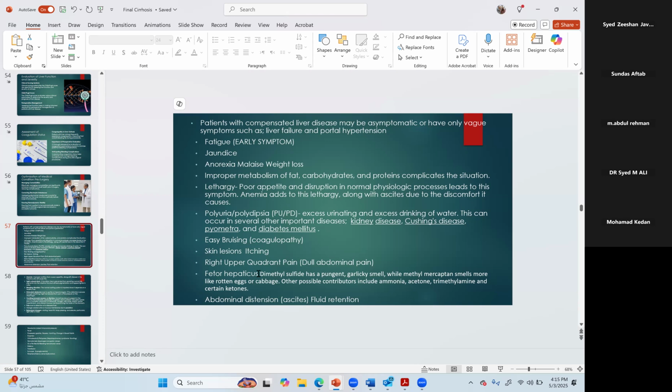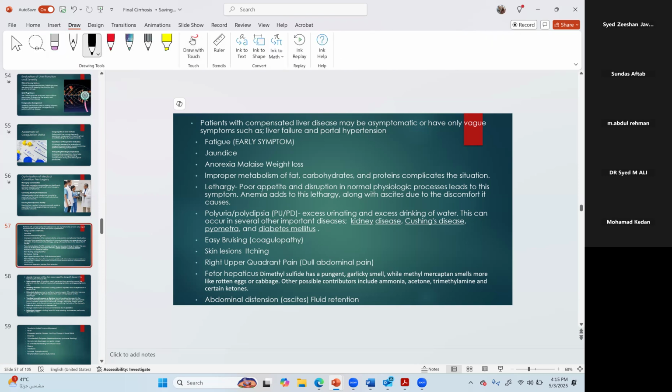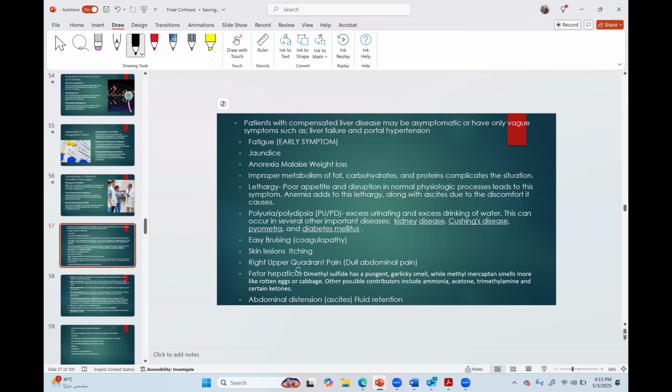Because the metabolites which are usually cleared by the liver will not be cleared, they go out either in urine, or in stool, or, if both routes are not clearing nicely, they come out in the breath. So that's dimethyl sulfide, another metabolite trimethylamine, or ketones. These are the reasons. Methyl mercaptan, this is like atypical points.